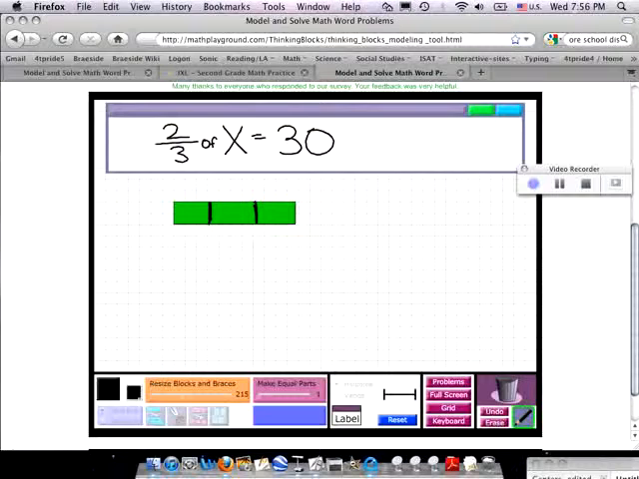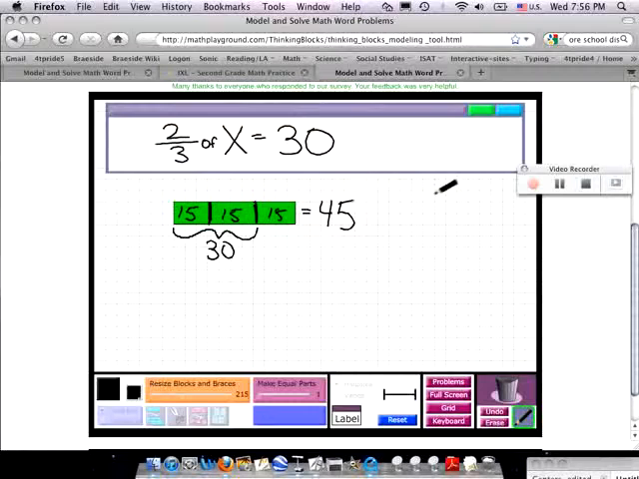Now 2 of these 3 parts equal 30. So combined, 2 of these parts are equal to 30. You need to think about, well, what would each part be worth then? Each part would be worth 15. So what's the whole candy bar worth? The whole candy bar, or the whole x, would be worth 45. And 45 divided into 3 parts would be 15 in each part, and 2 of those 3 parts would be 30.